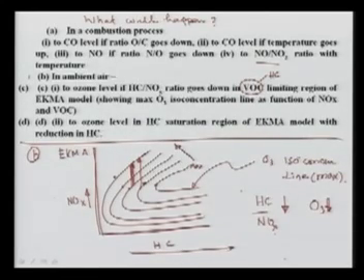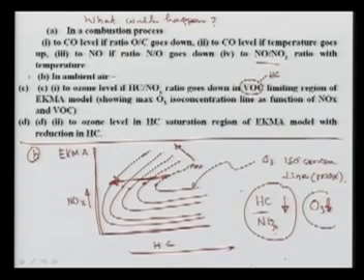I can also decrease this ratio by decreasing the hydrocarbon. Let's see if I can remove this. I can decrease this ratio by decreasing the hydrocarbon, which means again I am moving in this direction. If I move in this direction, what is happening? Again my ozone concentration is dropping. So I can conclude that as this ratio goes down, my ozone level will also go down.